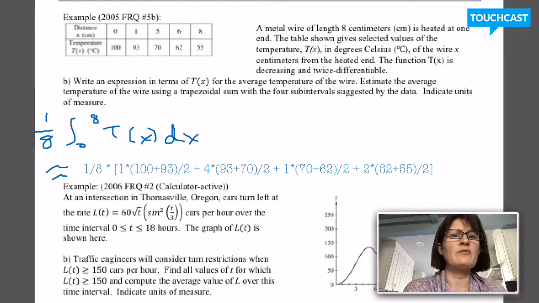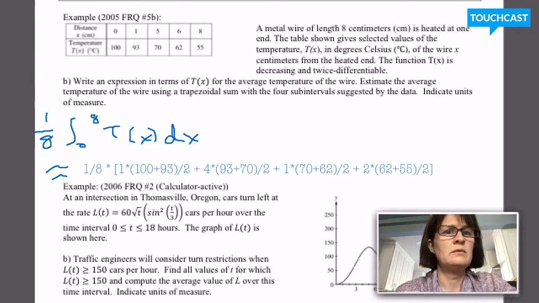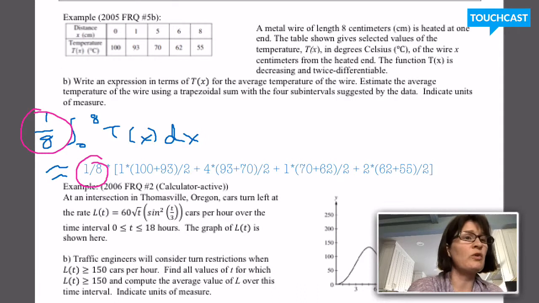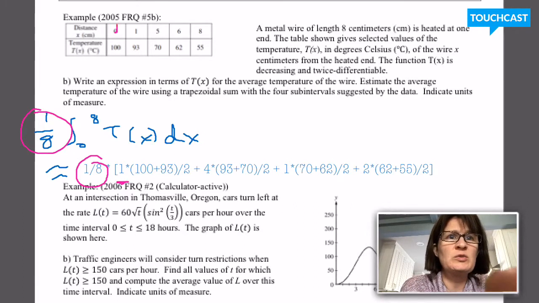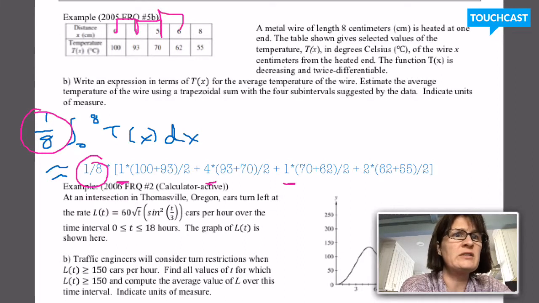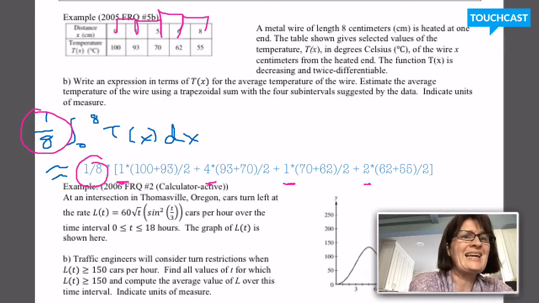All right, so where does this come from? This is the 1/8 that I had here. The 1/8 here is still in front, and then I'm going to add up the areas of, in this case, 4 trapezoids to approximate this integral. So this 1 is the width of the trapezoid. It's the distance between 0 and 1. Just like this 4 is the distance between 1 and 5. This 1 is the distance between 5 and 6. And this 2 is the distance between 6 and 8.